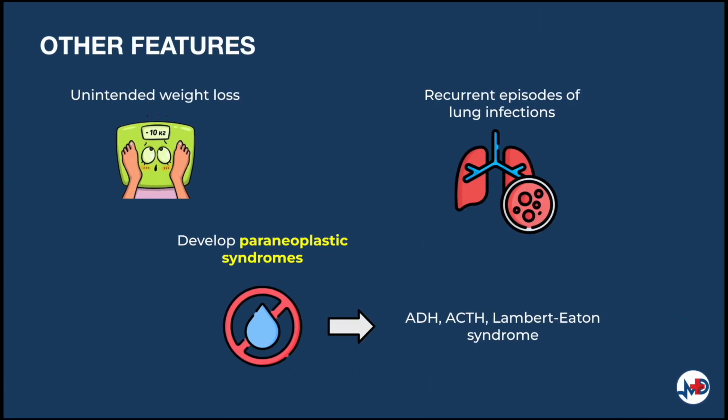Other features include unintended weight loss, recurrent episodes of lung infections, as well as paraneoplastic syndromes. So paraneoplastic syndromes are a result of antibody generation against malignant cells attacking normal tissue. Both non-small cell and small cell lung cancers are associated with paraneoplastic syndromes, although they are more common with the latter due to its neuroendocrine cell origin.